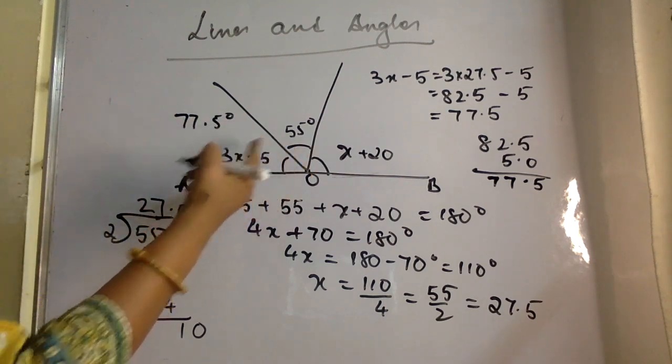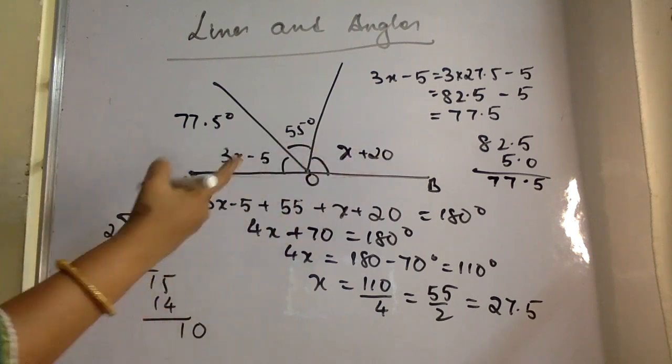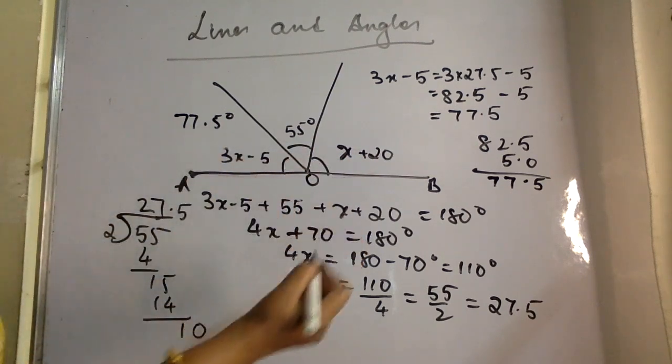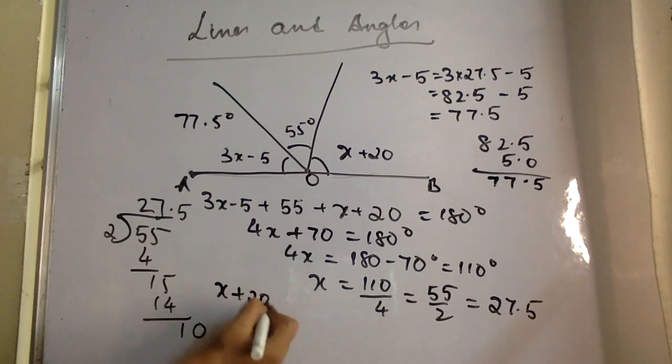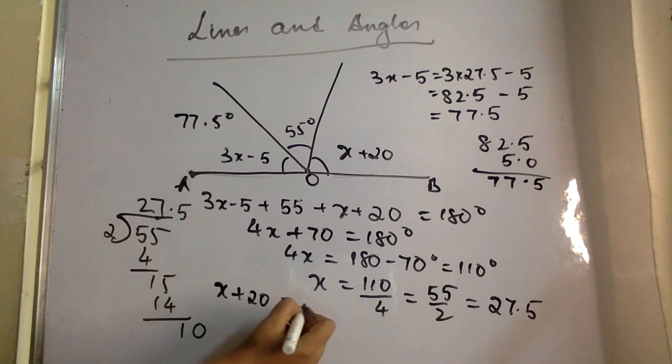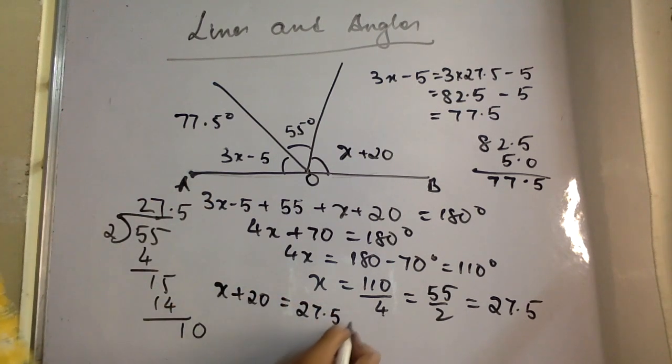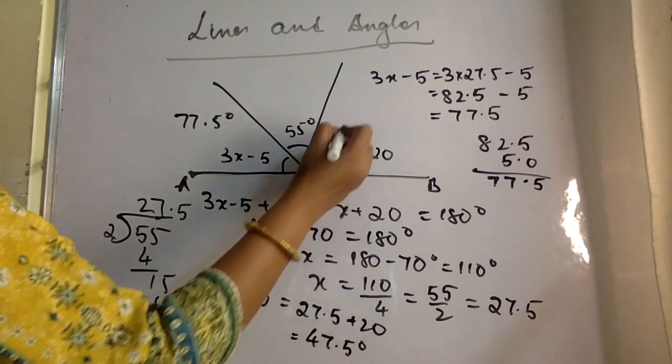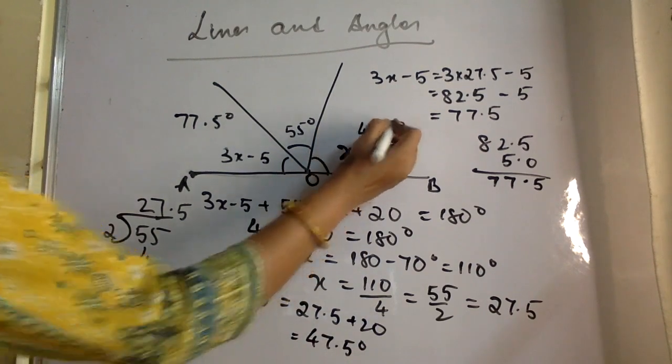This I already know, this I know. This one is x plus 20. x plus 20 is how much? x is 27.5 plus 20, that is 47.5 degrees. So this is 47.5 degrees.